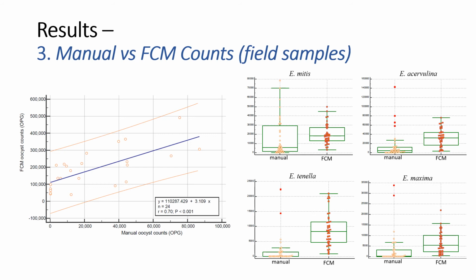Overall, the flow cytometry method estimated a higher number of oocysts per gram than the manual method. On the other hand, manual counts had a large number of samples with very few oocysts and a few samples with very high numbers of oocysts. This difference may be due to the processing method or the method to calculate oocysts in the sample.